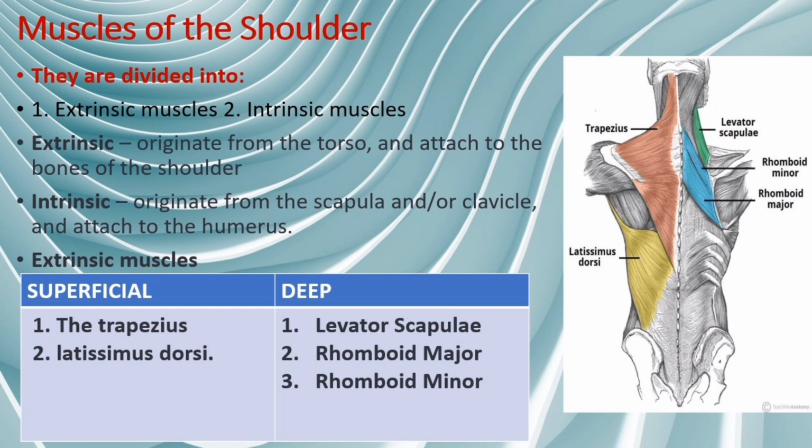Rhomboid minor. Attachments. Originates from the spinous processes of C7-T1 vertebrae. Attaches to the medial border of the scapula, at the level of the spine of scapula. Actions. Retracts and rotates the scapula. Innervation. Dorsal scapular nerve.